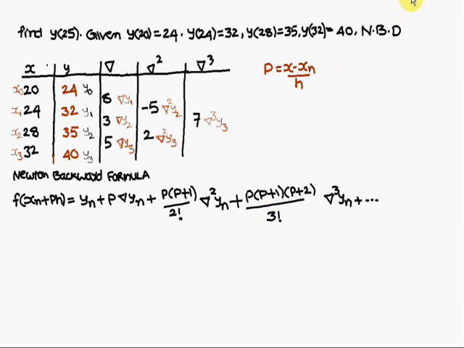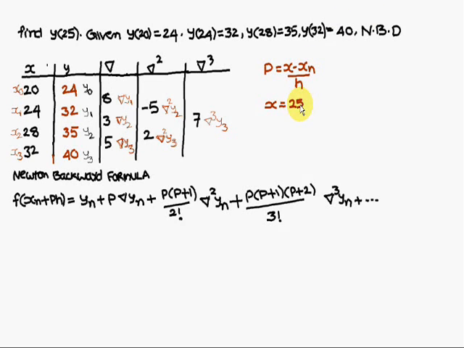Next, how you have to remember the yn, nabla square yn, nabla cube yn. So how to remember these values: this bottom diagonal line, this represents these values. Next one, p value is x minus xn by h.